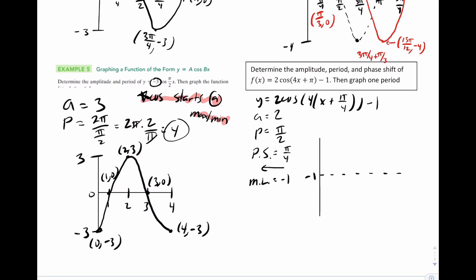Now use the amplitude, so we're going to go up 2, so that's going to make this 1. Go down 2, that makes that negative 3. Now notice how the x-axis, you still got to draw that in. That's right between negative 1 and 1. That's right here.